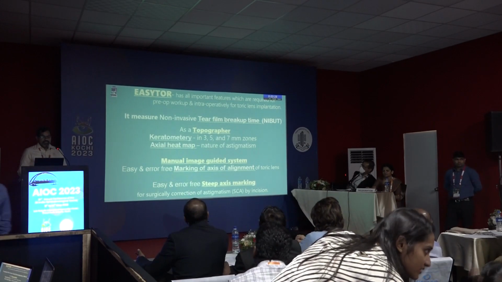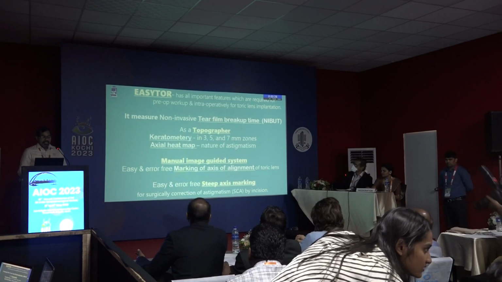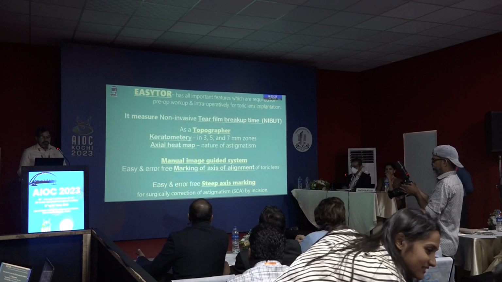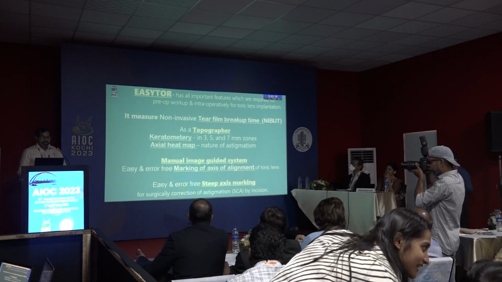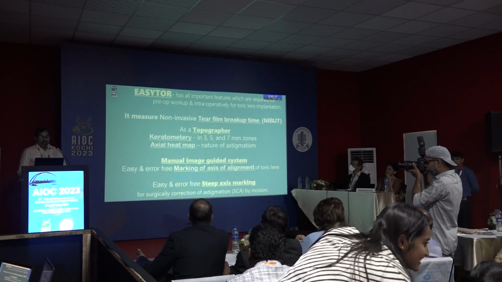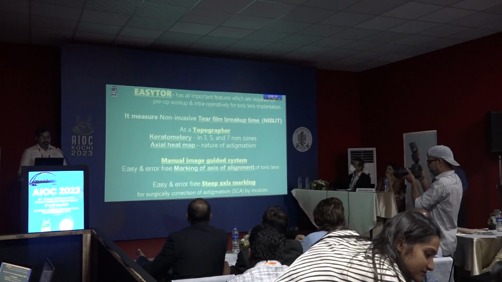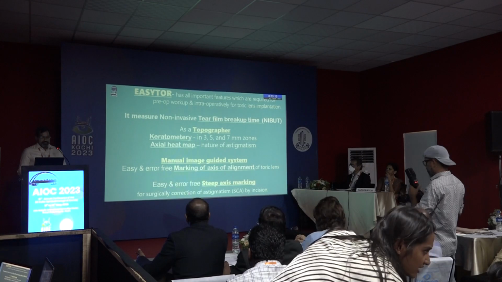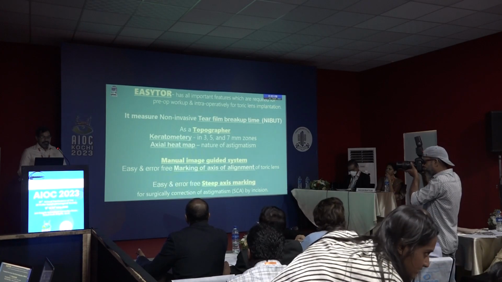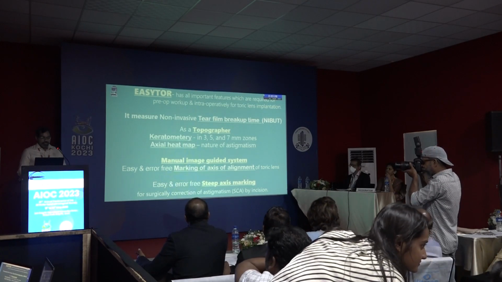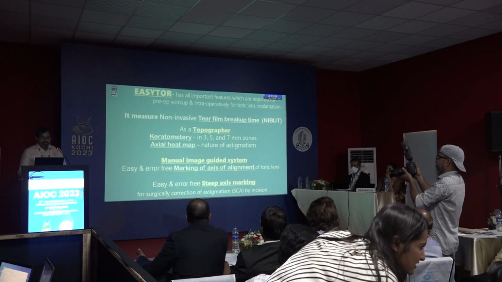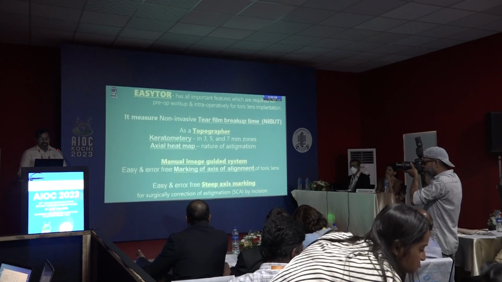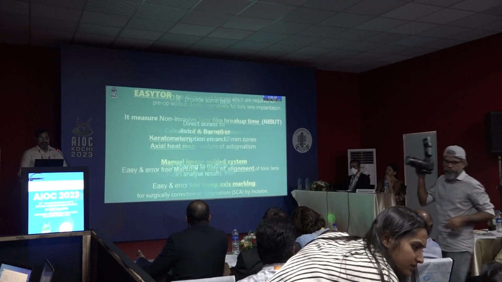It measures non-invasive tear film breakup time. As a topographer, it provides keratometry in 3, 5, and 7 millimeter zones. The 3 millimeter zone is important. It provides an axial heat map, so you can find out the nature of astigmatism. It should be regular. It has a manual image guided system, an app for easy and error-free marking of the axis of alignment of the toric lens. It is having easy and error-free steep axis marking for surgical correction of astigmatism by incision.